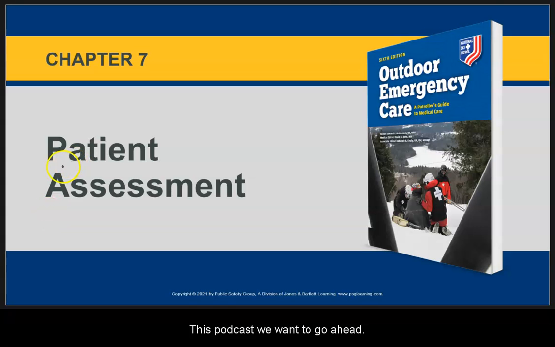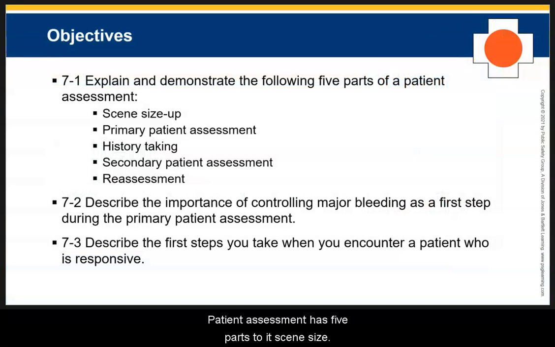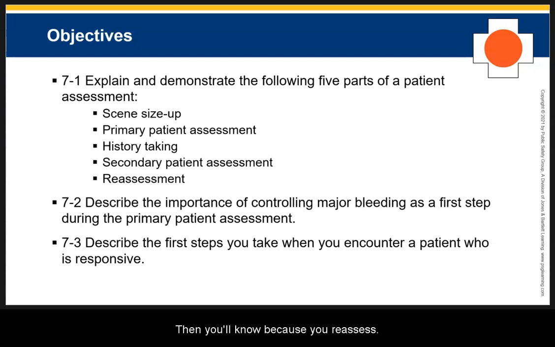In this podcast, we want to go ahead and introduce Chapter 7, Patient Assessment. Patient assessment has 5 parts to it: scene size-up, a primary patient assessment dealing with life threats, a quick patient history to hand off to EMS, a head-to-toe physical assessment, and then, if your interventions are working, you'll know because you reassess.